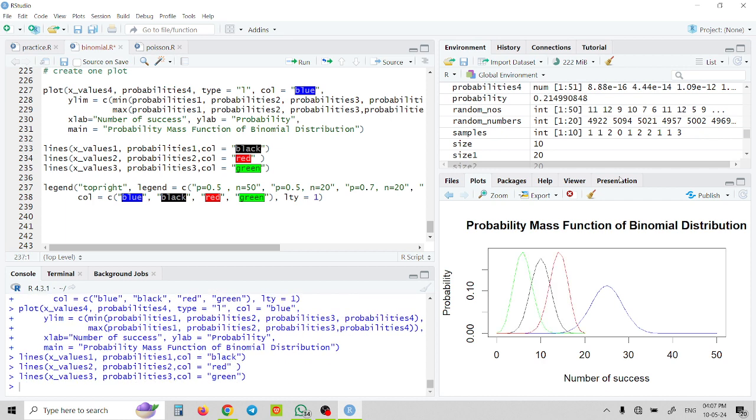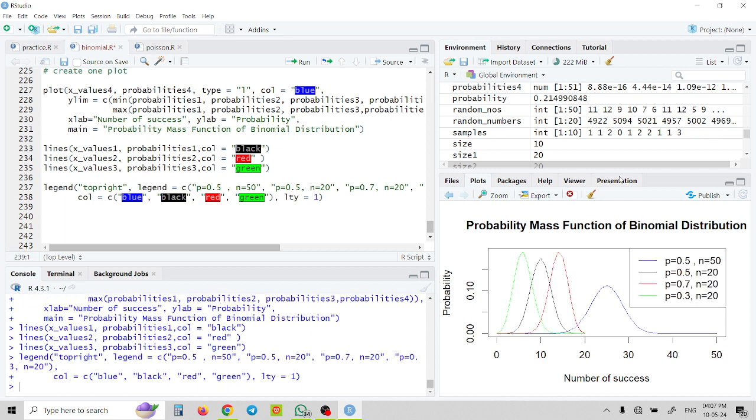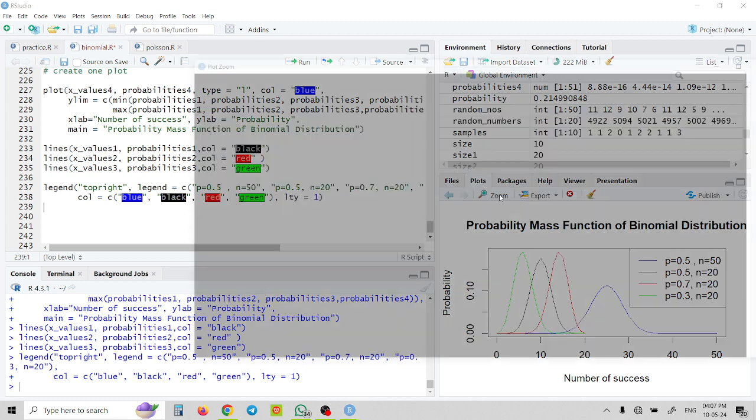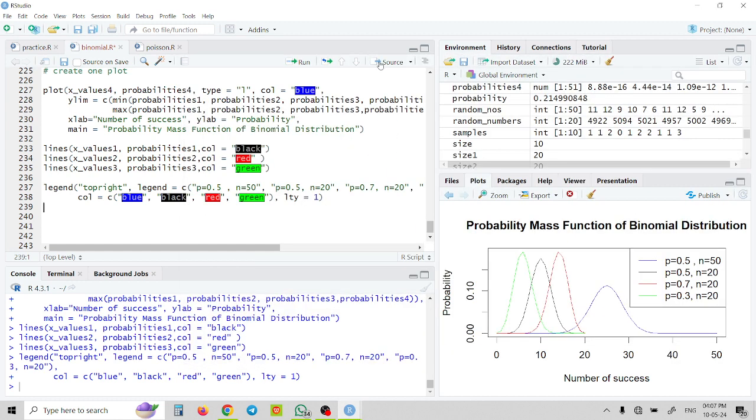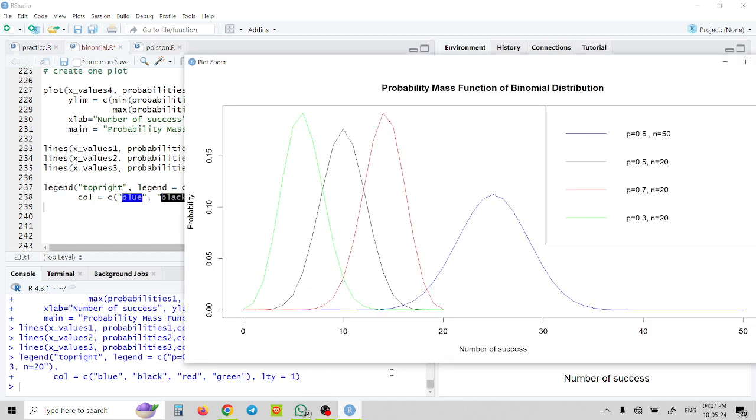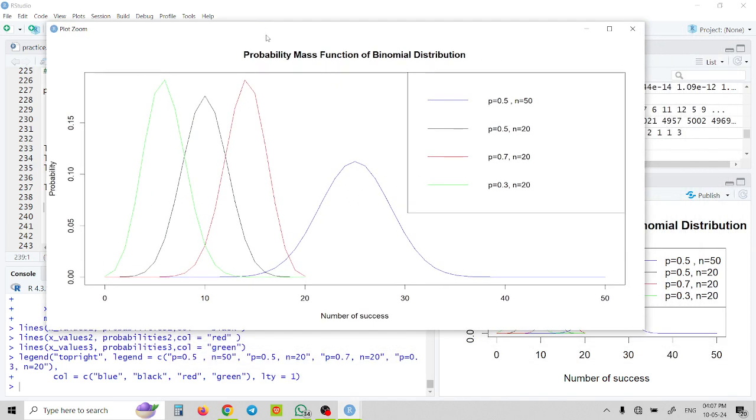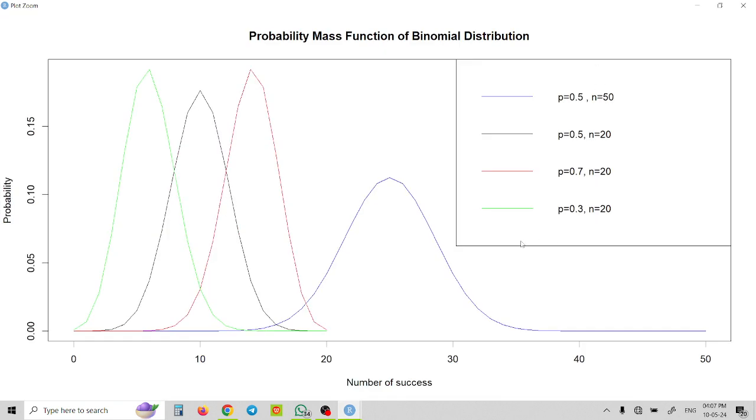Okay. Now I'll add the legends. Now it is non-overlapping. Okay. We will see, this is how my diagram looks like. Okay, I have added the legends. What can we conclude from that?